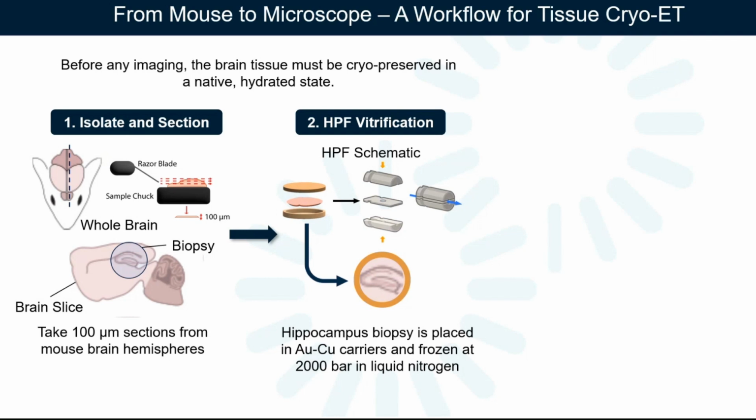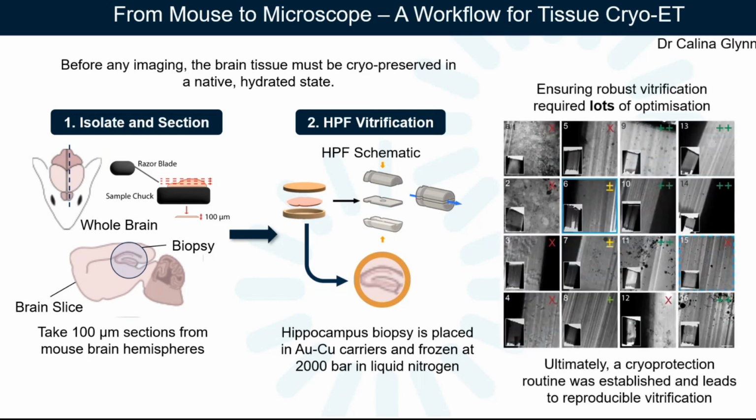So we take the biopsy and place it in these copper gold high pressure freezer carriers and then subject it to liquid nitrogen at 2000 bar in order to increase the cooling rate and ensure more thorough vitrification.